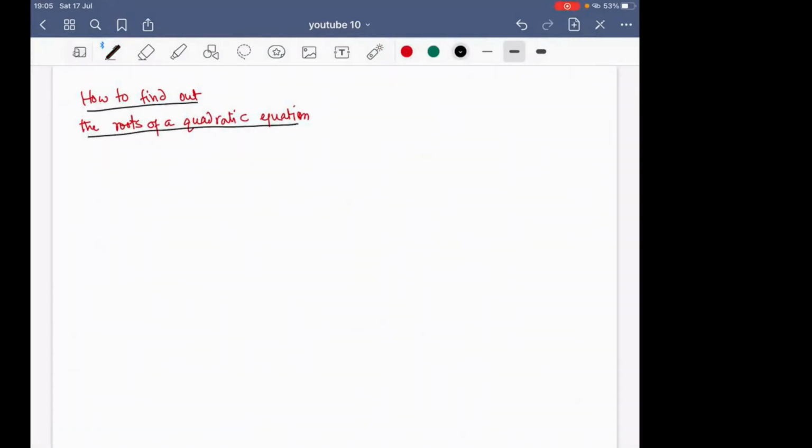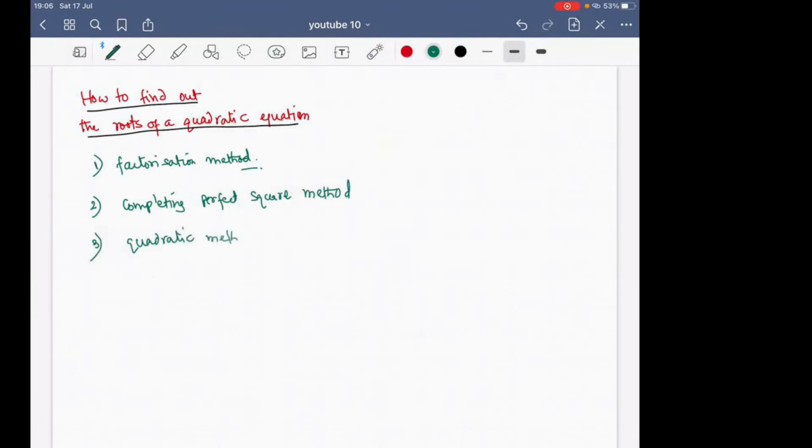So actually there are three methods for doing this. The first one, we will just call it the factorization method. The second one, we are going to call the completing perfect square method. Third one, we are going to call the quadratic formula method. We have already done one example for the factorization method. Completing perfect square method, we will come to next. Then the last one is the most important, the quadratic method.